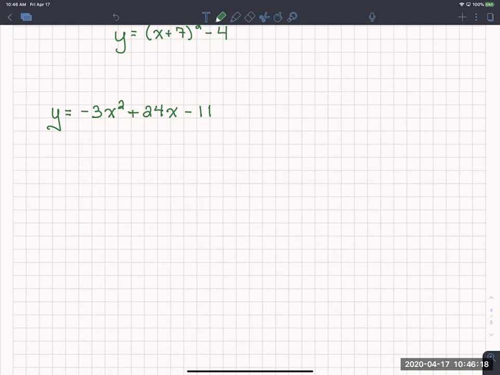So negative 3x squared plus 24x minus 11. So standard form converted into vertex form, please.